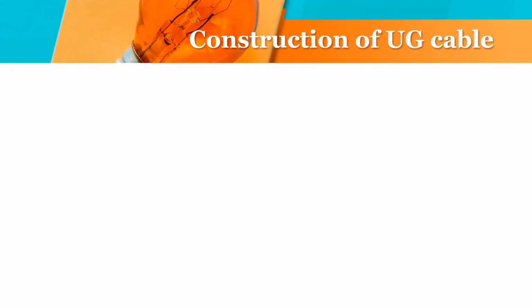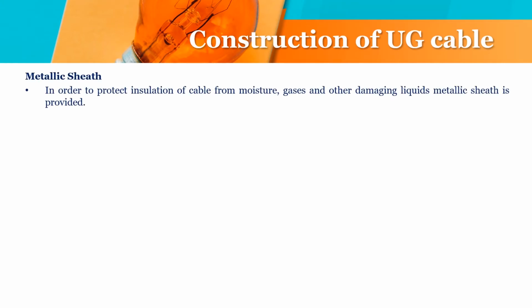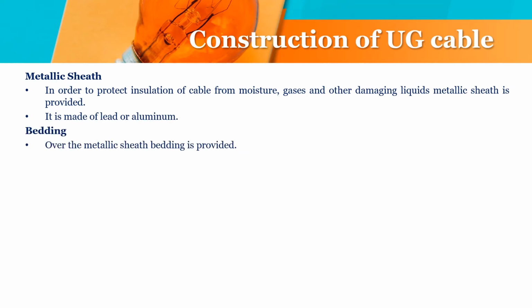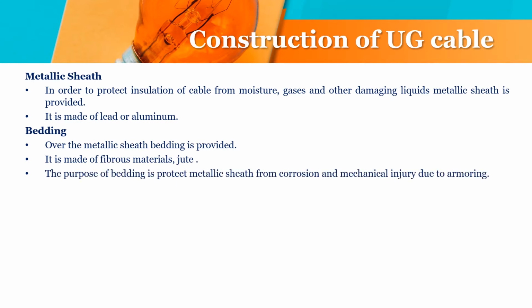Construction of UG cable. Metallic sheath. In order to protect the insulation of the cable from moisture, gases and other damaging liquids, a metallic sheath is provided. It is made of lead or aluminum. Bedding. Over the metallic sheath, bedding is provided. It is made of fibrous material like jute. The purpose of bedding is to protect the metallic sheath from corrosion and mechanical injury due to armoring.